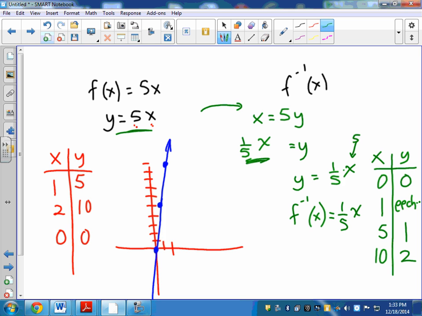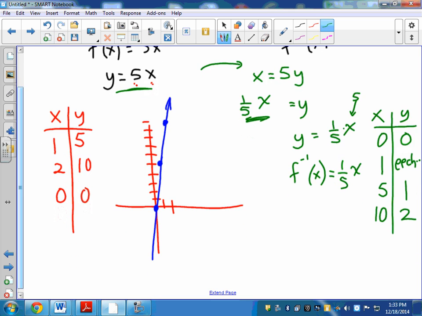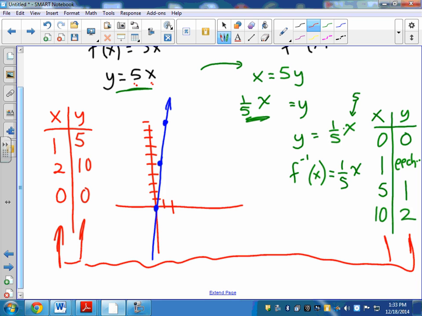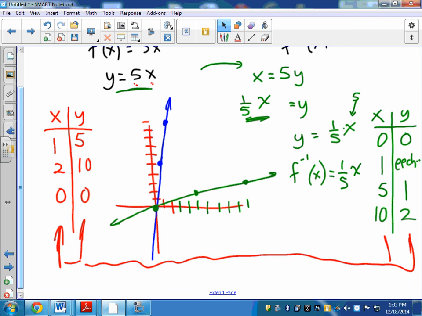And if we just notice these ordered pairs, the original function had these x's and y's. And what we've done is we swapped them. And now the x's became y's and the y's became x's. And here's the graph of the new guy. 0, 0 still there, but now we have 5, 1, and 10, 2. So we're up here. So there we go. And these would be the inverse points. Okay, so there's a function and its inverse.